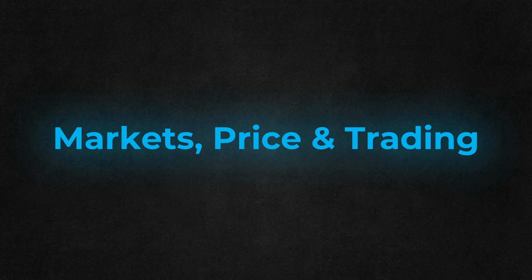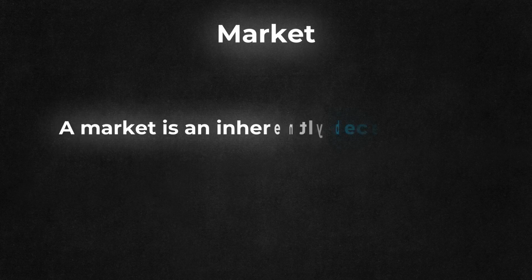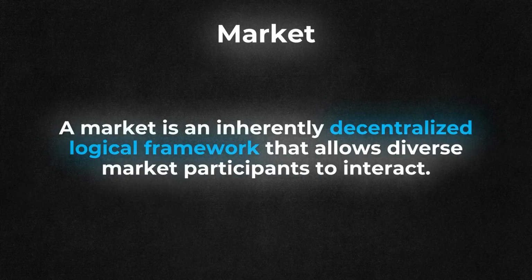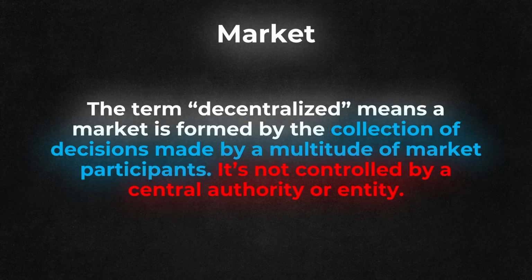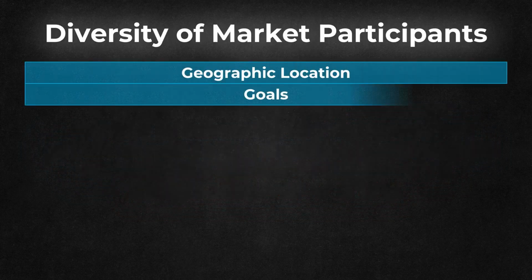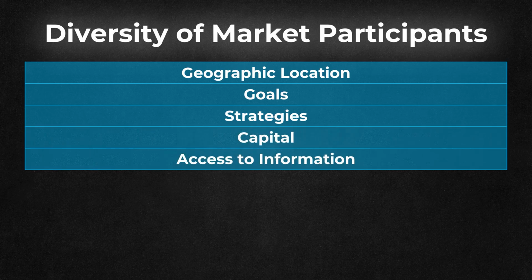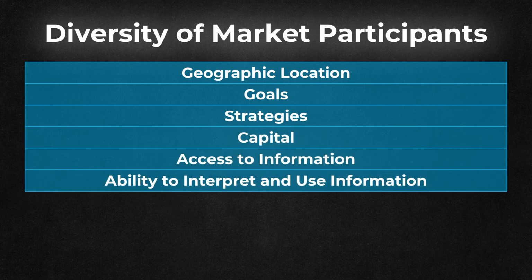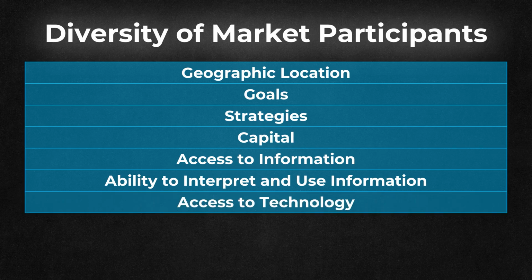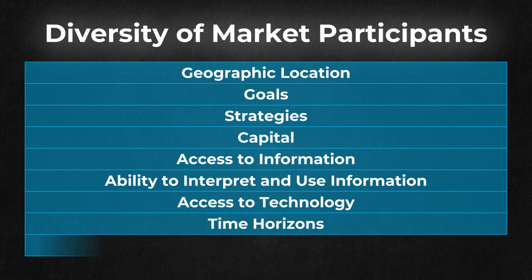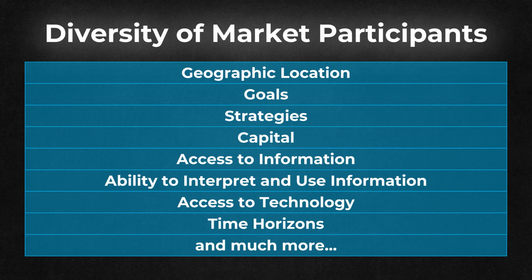Let's begin with the concept of market. A market is an inherently decentralized logical framework that allows diverse market participants to interact. The term decentralized means a market is formed by the collection of decisions made by a multitude of market participants. It's not controlled by a central authority or entity. These market participants have different geographic locations, different goals, different strategies, different levels of capital, different levels of access to information, different levels of ability of interpreting and using information, different levels of access to technology, different time horizons in mind, and many other factors that influence the decisions of these market participants indirectly.